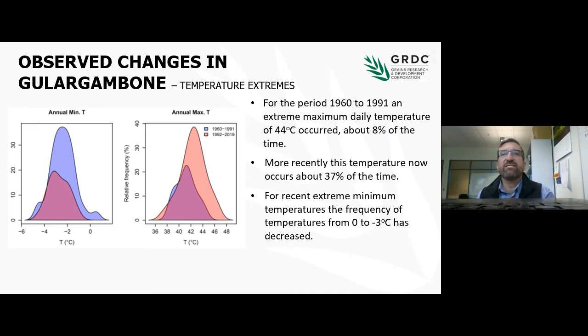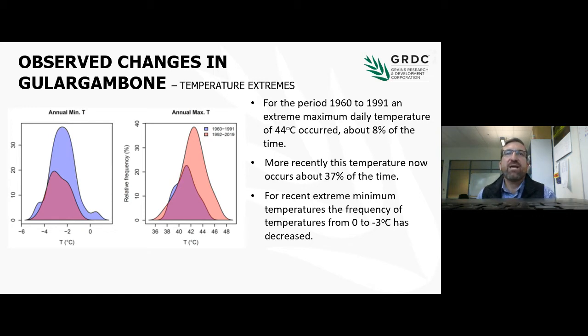And you can see that's consistent for temperatures of 48 right through to temperatures of 40 degrees. So from 40 to 48, the frequency in the most recent part of the record is much, much higher. On the cold end of the temperature record, what we can see is that temperatures from 0 to about minus 3 degrees have declined in frequency. So they're now less frequent in the recent record than they were in the earlier part of the record.